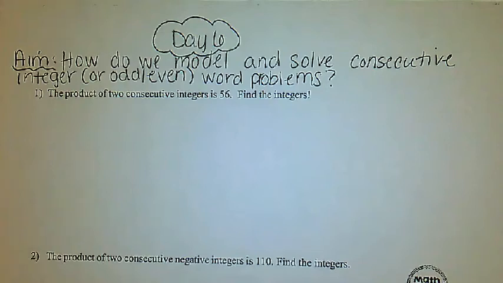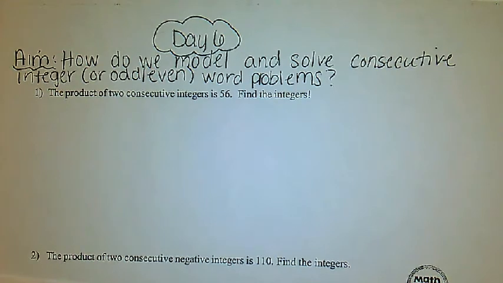Today is day 6 of our unit on solving quadratics, unit 9. Today we're going to talk about how we model and solve consecutive integer or odd and even word problems. Like consecutive odd, so 1 and 3, or consecutive even, 2 and 4. That might be very confusing.